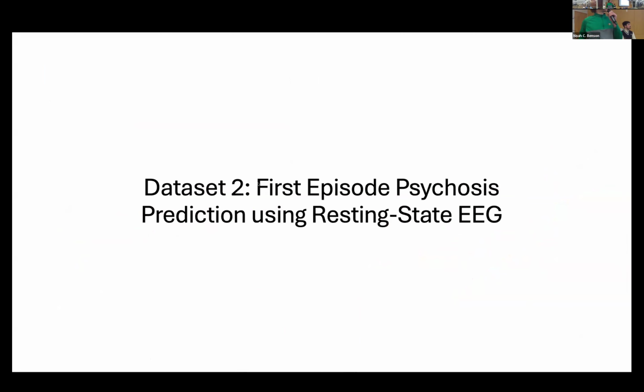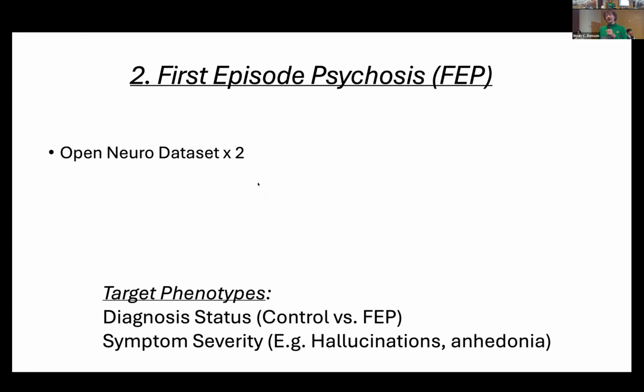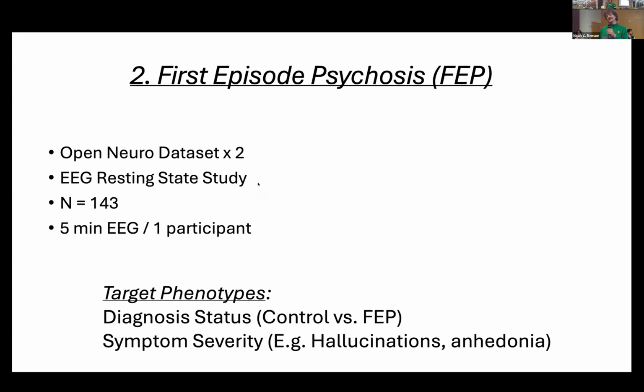A different data set that we wanted to test was a first episode psychosis data set we found on OpenNeuro. This had a healthy control group and a cohort of participants who were positive for first episode or ongoing psychosis. They went through an EEG resting state task. There was no task, they just sat there and had their brains measured by the EEG.